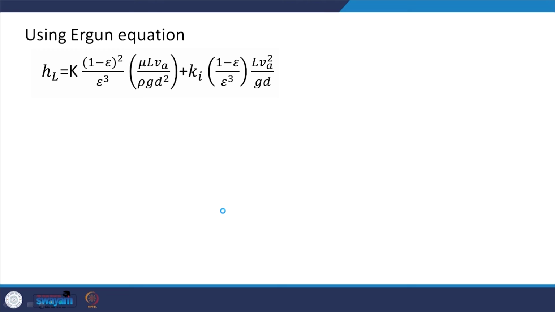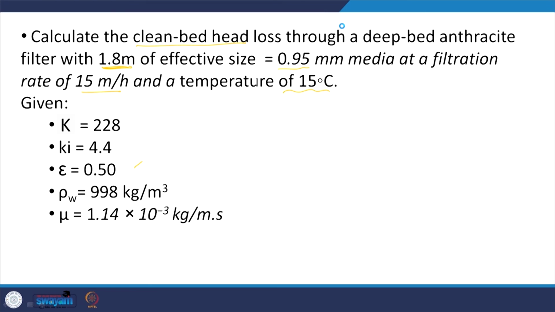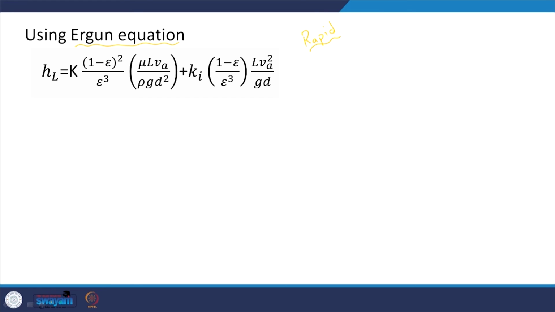Let us move on. Here we are using the Ergun equation, expecting it to be used for a rapid sand filter. The expectation is that it is being used for a rapid sand filter if it is typically a deep bed, right. So, you are going to look at relatively greater depths, and the reason is that you are going to use them for rapid sand filtration. That is why we are looking at rapid sand filtration and using this particular Ergun equation.